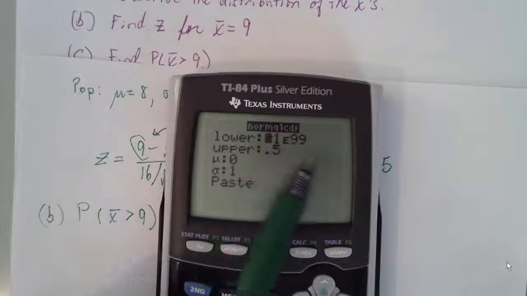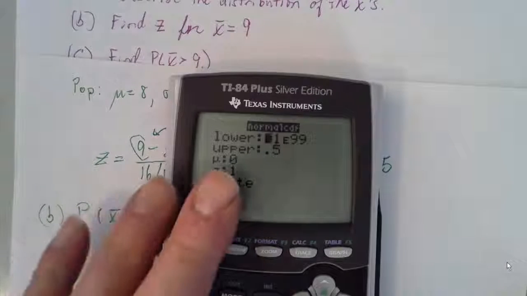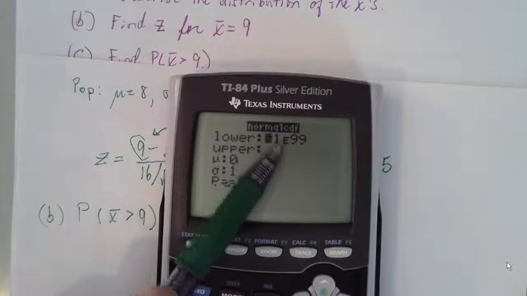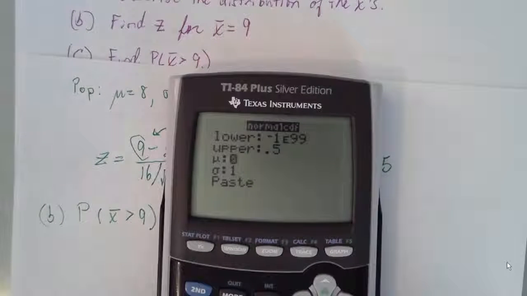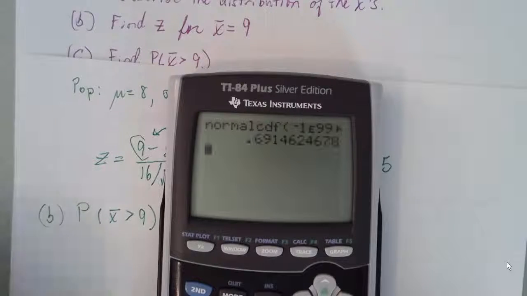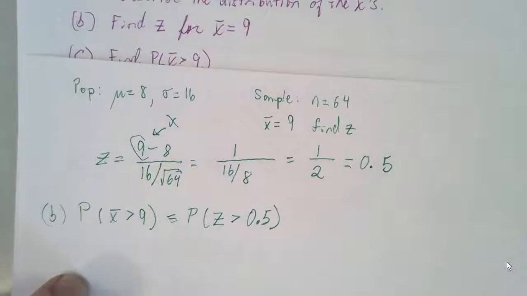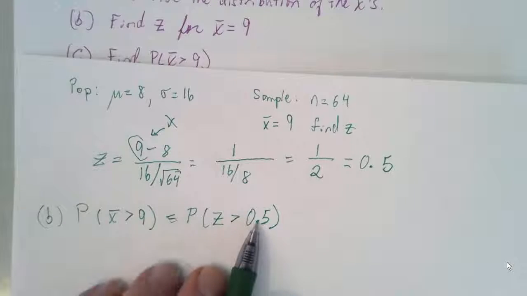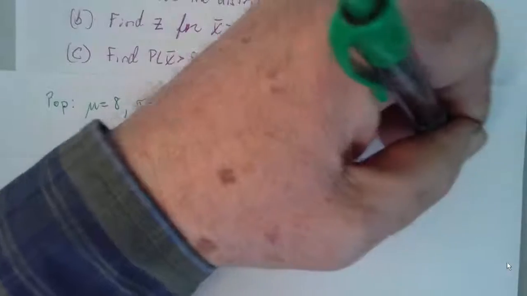And this is 1 times e to the minus 99. This is just going as far to the left as we can. Actually, you don't have to use a number anywhere near that negative, but this will be fine. The mean of the standard normal is 0, and its standard deviation is 1. Paste that in, and we get 0.69146, but that is the area to the left of z equals 0.5.